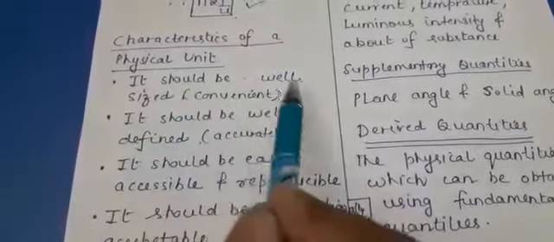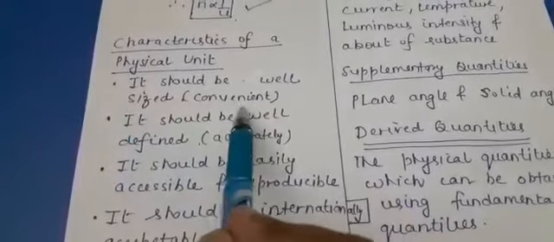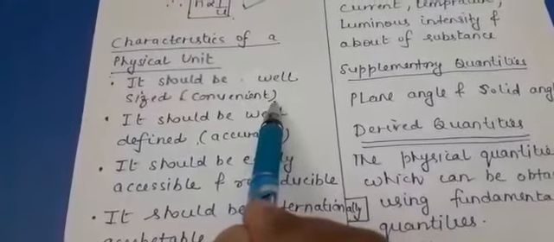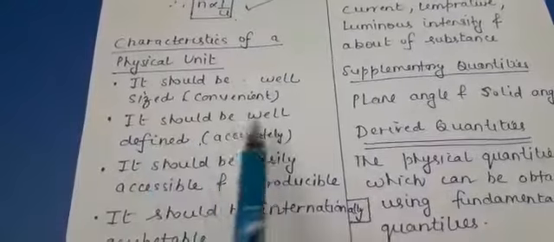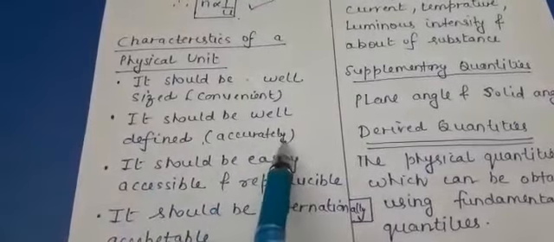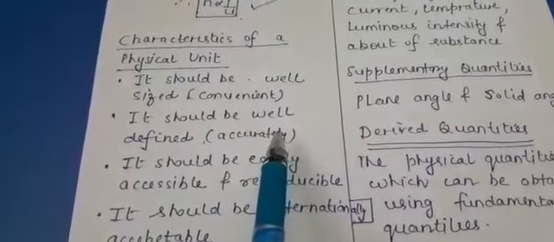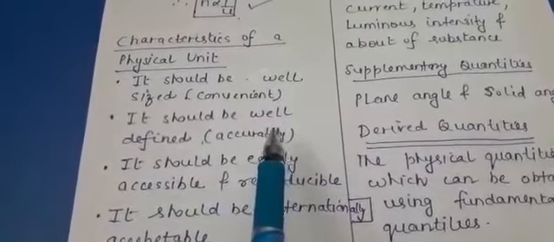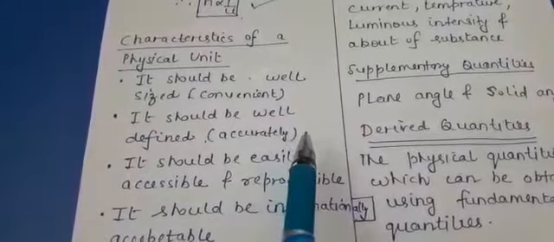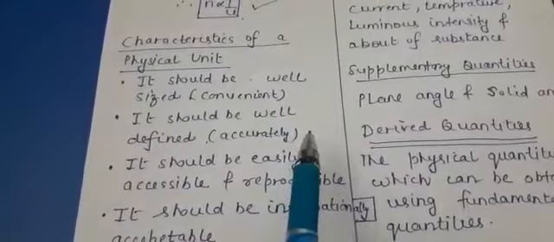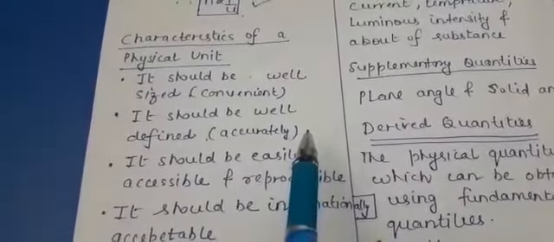First, it should be well sized, proper size, convenient size, not too big, not too small. It should be well defined, accurately defined. Like we have taken for the measurement of length, unit can be kilometer, meter, centimeter, millimeter. So it is properly defined and proper conversions are there.